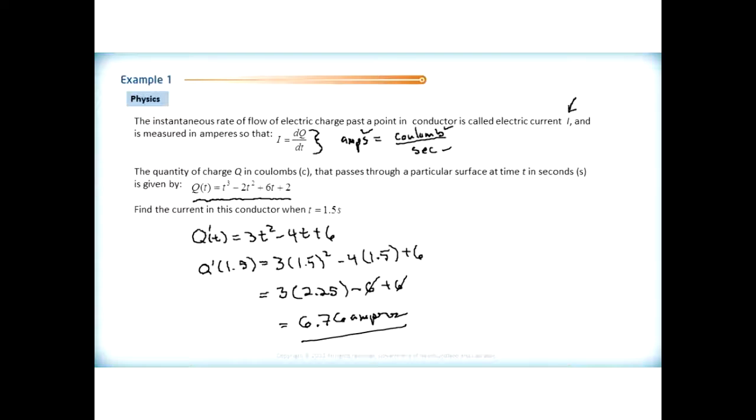So that's how fast, 6.75, look at that. Say one thing, write another, huh? So 6.75 amperes is how fast the current, or how fast the charge is flowing past that point at exactly this time. Let's look at another example.